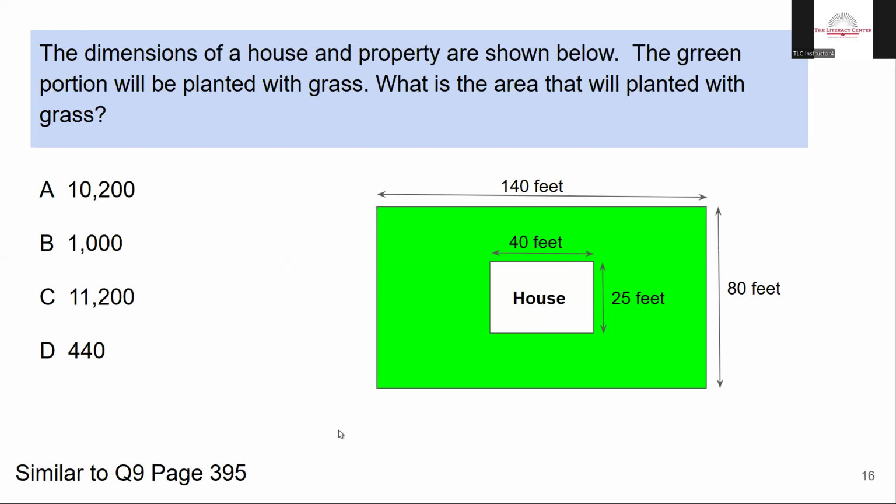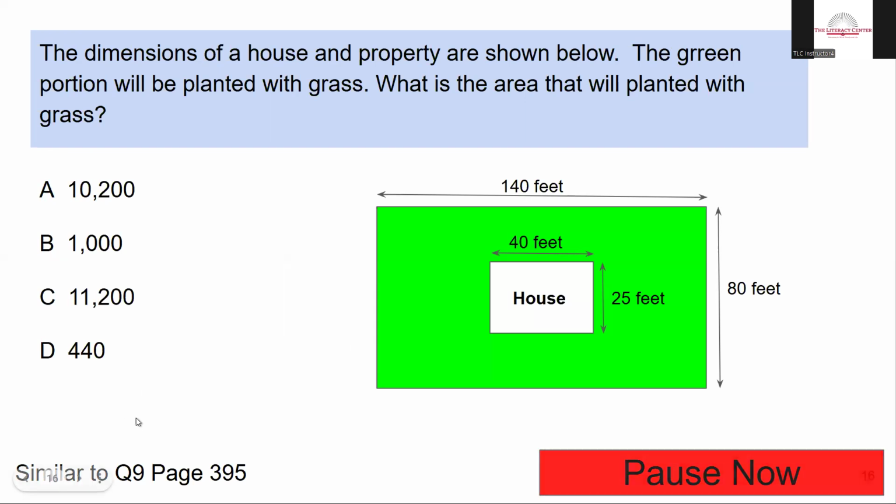This is kind of an example of what we would call a combined figure question, meaning we've got different shapes being described in our problem, and we need to do some math with the area of those two shapes. So with that little bit of a hint, go ahead and pause the video and then come back when ready.